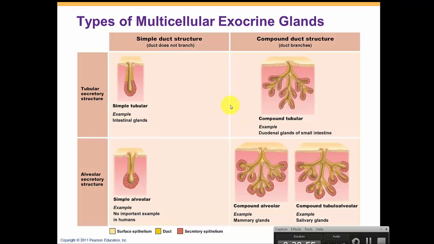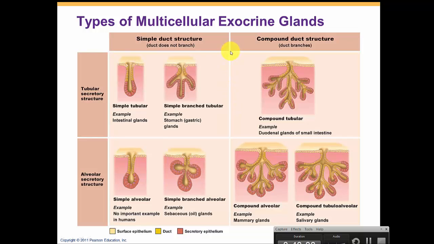But now let's add two more types to the picture. If we start with this one here, now look at the duct. Is it one duct or more than one? Well, it's just one, so we're still simple. But what's happening to the secretory unit? Well, it is actually more than one. It's branched. So it's simple, branched, tubular.